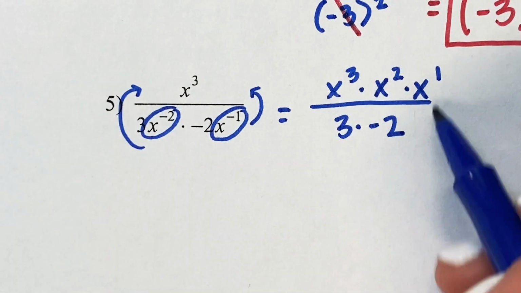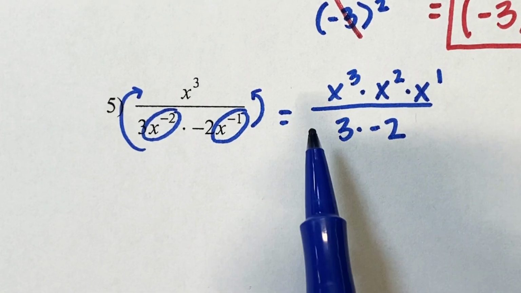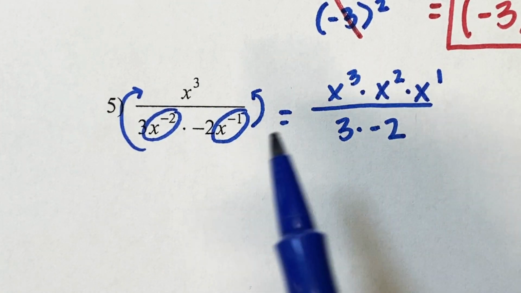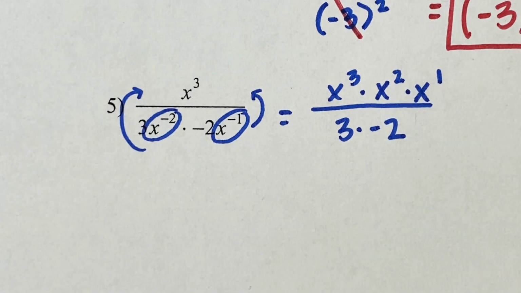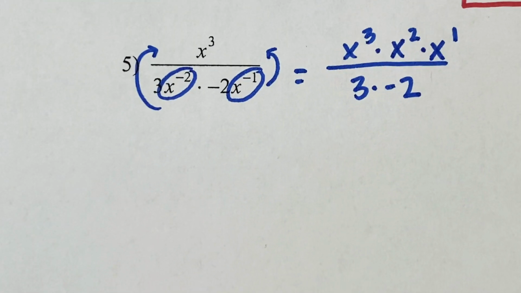Perfect. Are we simplified? Hint, do you only see one x? No, I see quite a few x's. So we need to combine these or simplify this somehow. Okay, so I'm going to rewrite it down here, our other step.